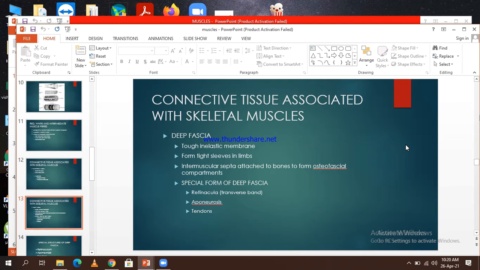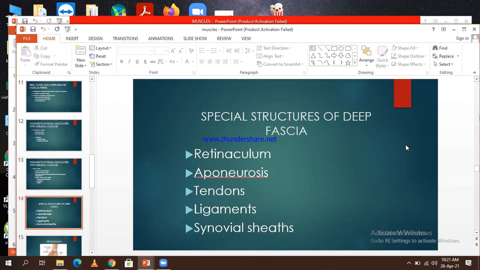The intermuscular septa between the different groups of muscles are attached to the bone and form the osteofascial compartments. You have discussed this in your gross anatomy. These osteofascial compartments of different groups of muscles are made up by the deep fascia. The deep fascia has special forms known as the retinacula, aponeuroses, tendons, ligaments, and the synovial sheaths. These are modifications of the deep fascia associated with the muscles.